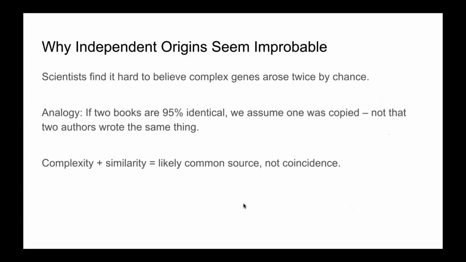So let's say that you found two books and the books are 95% identical in terms of their content, right? Like word for word identical. Now, you only have two possibilities, right? You suspect that one copied from the other, or both of those authors coincidentally wrote the exact same thing in the exact same way. You're not going to go with the latter view, right? You're not going to say that both authors coincidentally wrote the same thing. It's a lot more probable that both authors relied on a single source, right?